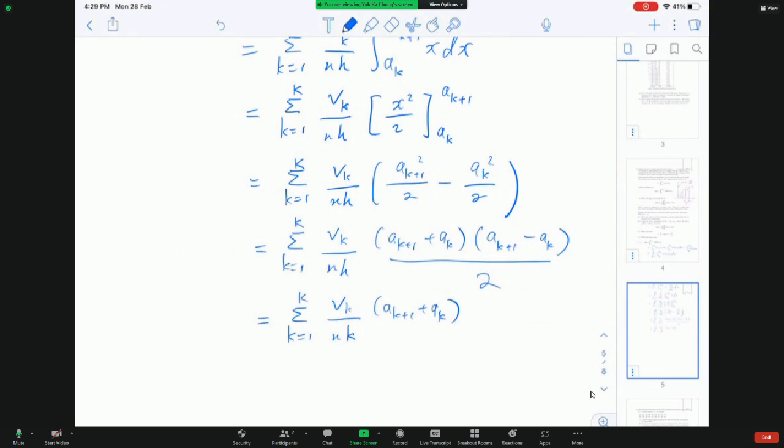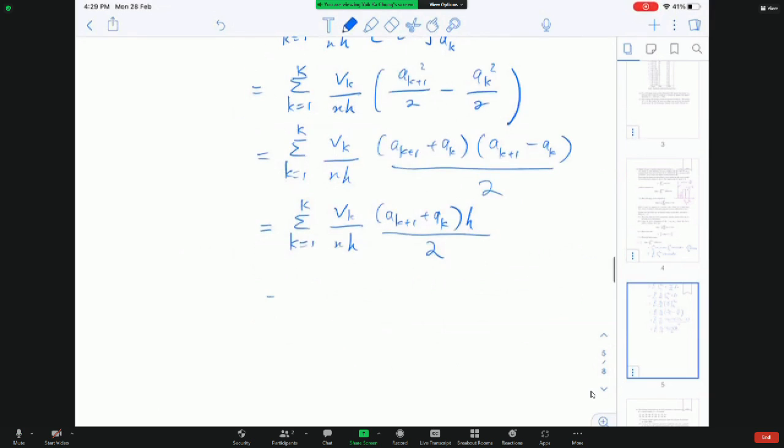Now, what are a_k and a_(k+1)? They are the lower limit and the upper limit of a class interval. And we know that this class interval has a length equal to h, so this difference is equal to h. So this h and this h will cancel each other, and what we will just have is n here. So this is how we prove this result. Okay?